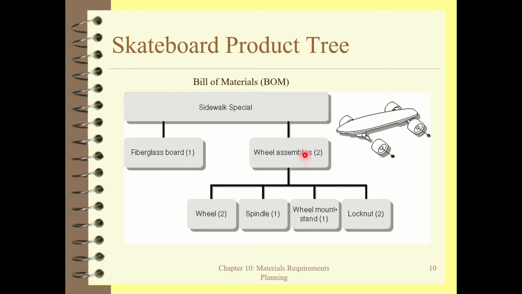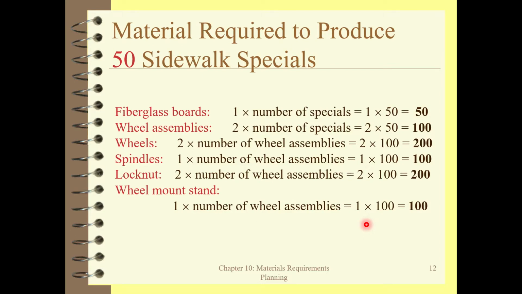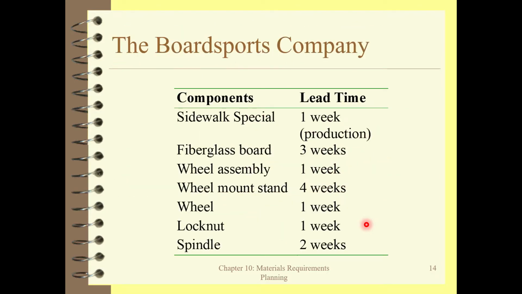If you have 100 of this, you need 200 of wheel, 100 of spindle, 100 of wheel mount stand, and 200 of lock nuts. Alright, this is what I have already calculated for you.